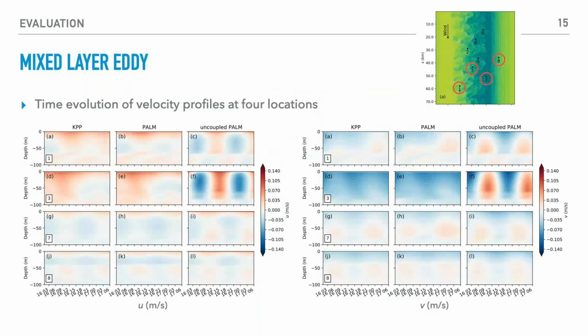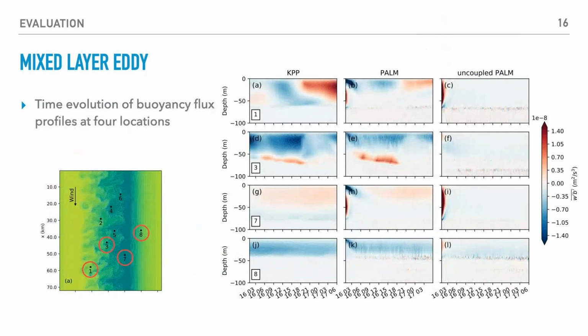Here are basically the same figures for the velocities, and you see similar structures. I won't go into details. You can also look closer at the turbulence statistics.